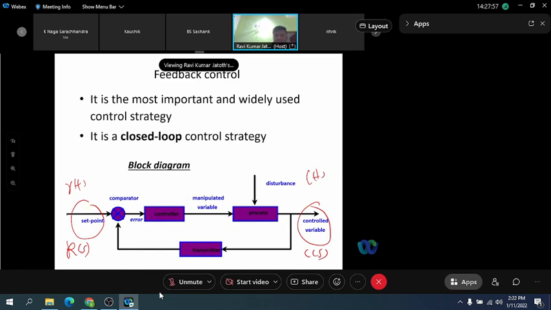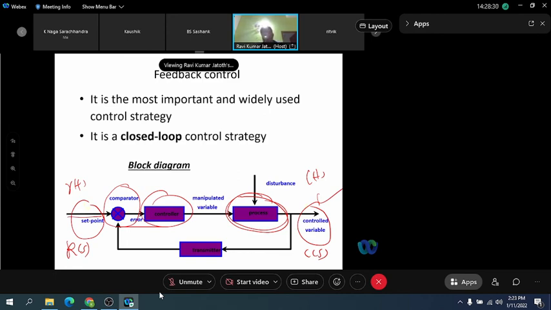And to compare your input and output, there should be a comparator. And then this is what your process plant is, and we design a controller to achieve the desired response. More details we will be discussing in the next class. So open loop system, closed loop system, reference input, controlled output.